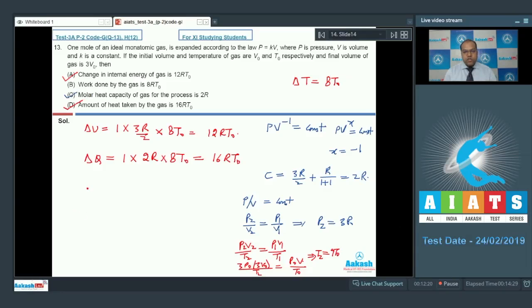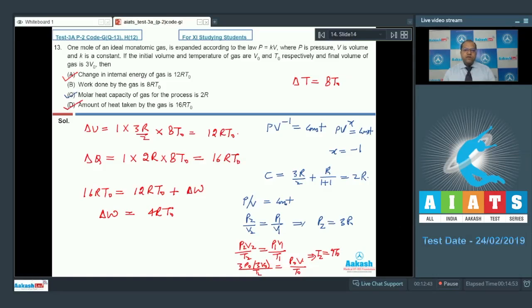And if I calculate the work done from the first law of thermodynamics, delta Q, 16 R T0, is equal to delta U, 12 R T0, plus work done by the gas. So the work done by the gas comes out to be 4 R T0. So option B is wrong. So the correct answer for question number 13 are options A, C and D.